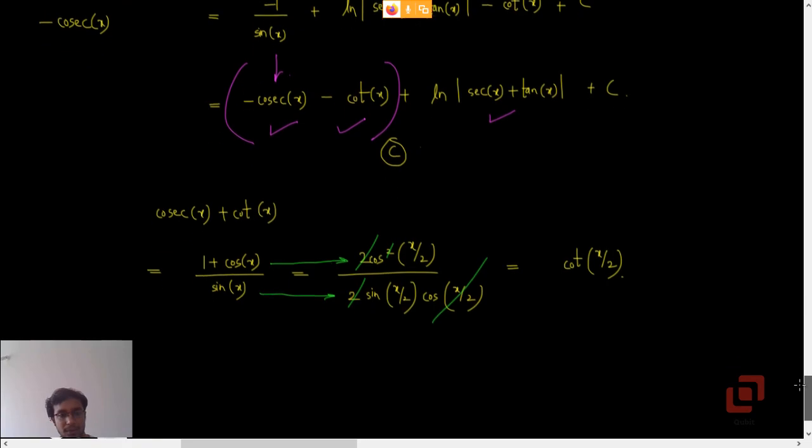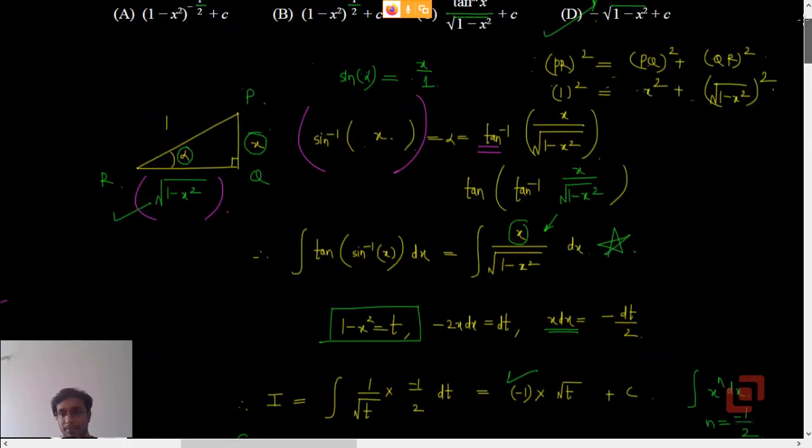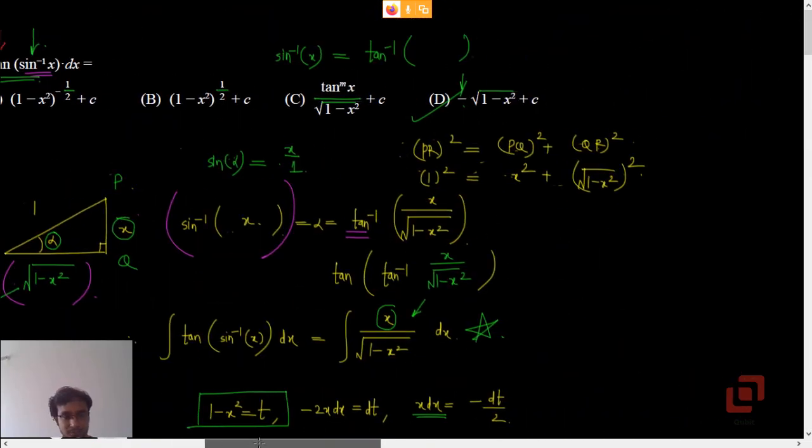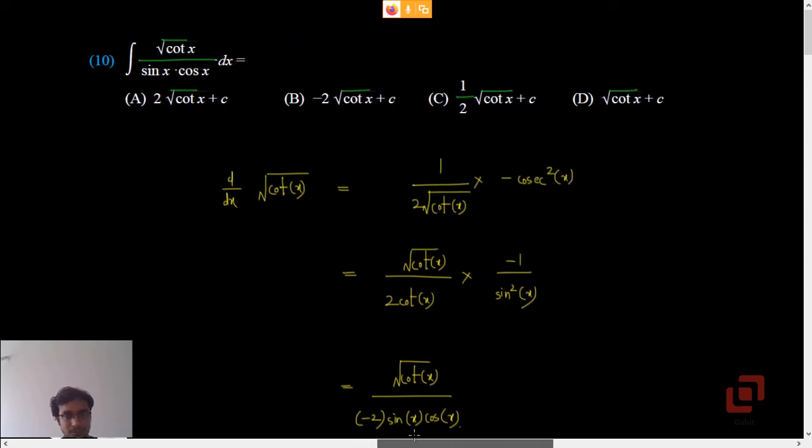Let us now go to the 10th problem. Question 10. Integral root of cot x upon sin x into cos x dx. Option A, 2 root cot x plus c. Option B, negative 2 root cot x plus c. Option C, 1 by 2 root cot x plus c, and option D, root cot x plus c.